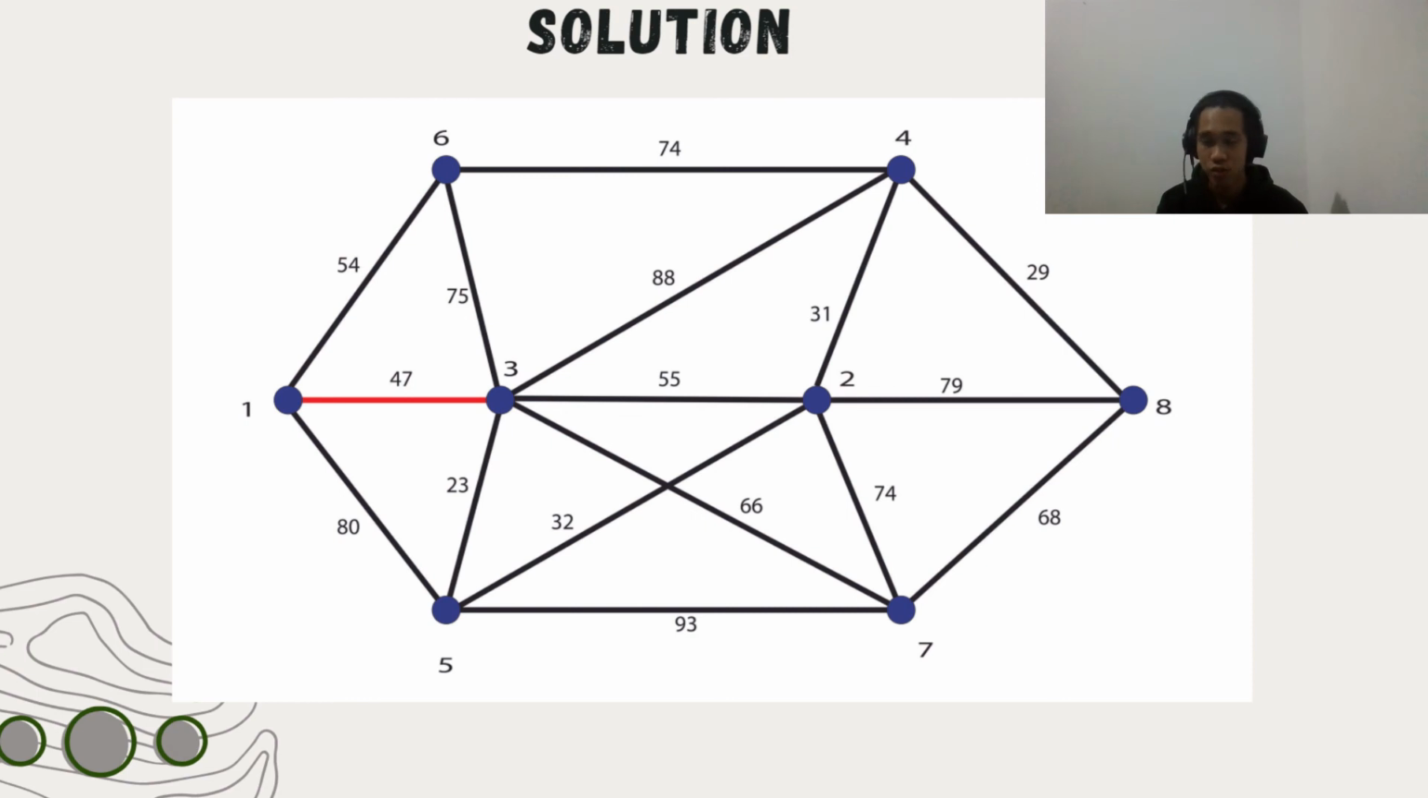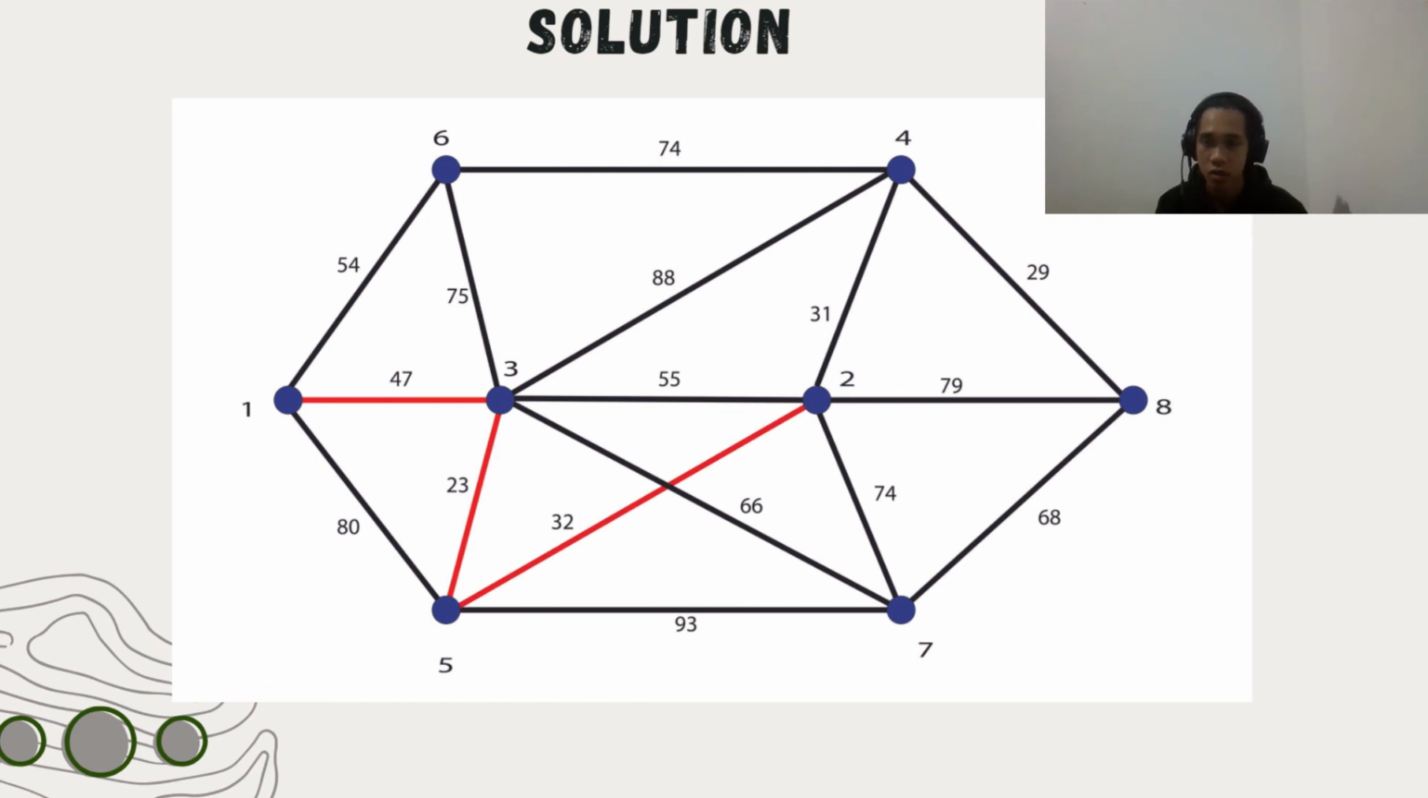Moving on to the next node, we'll be looking into 3 to 5. Now there are two edges that connect 3 to 5 and 1 to 5. But we need to examine the weight first, and as you can see, the weight for 3 to 5 is the least, so that will be our option. So the second line will be 3-5 with weight 23.